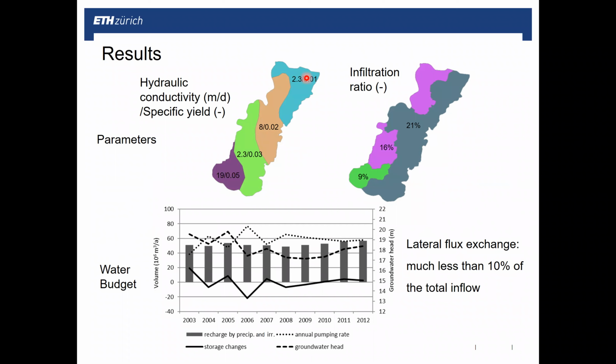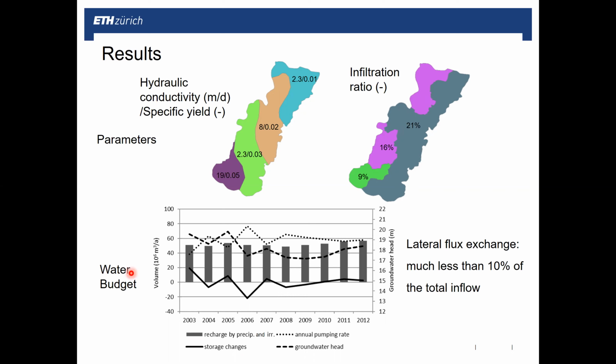And this is the result for the hydraulic conductivity and the specific yield. We can see that from the south to the north, the parameters decrease, and there's also an impermeable zone between them. And for the infiltration, the large numbers are located in the east, and when it comes to the west, the infiltration ratio becomes smaller. These numbers are acceptable and comparable to the hydrogeological investigations done by the local partners.